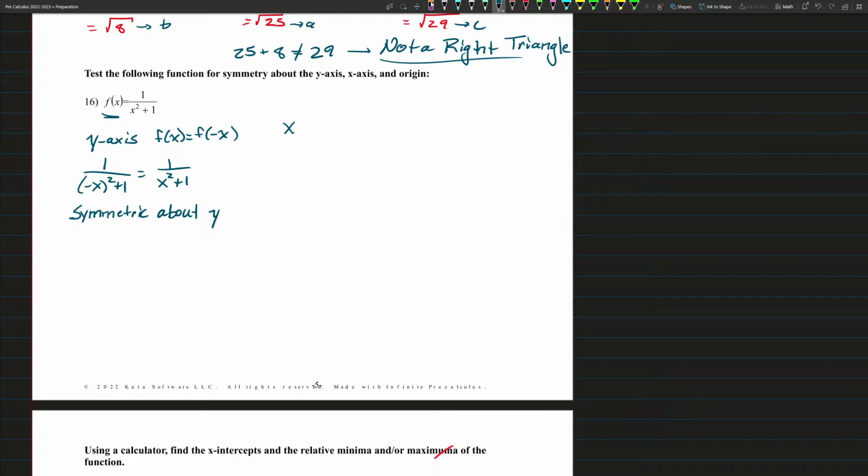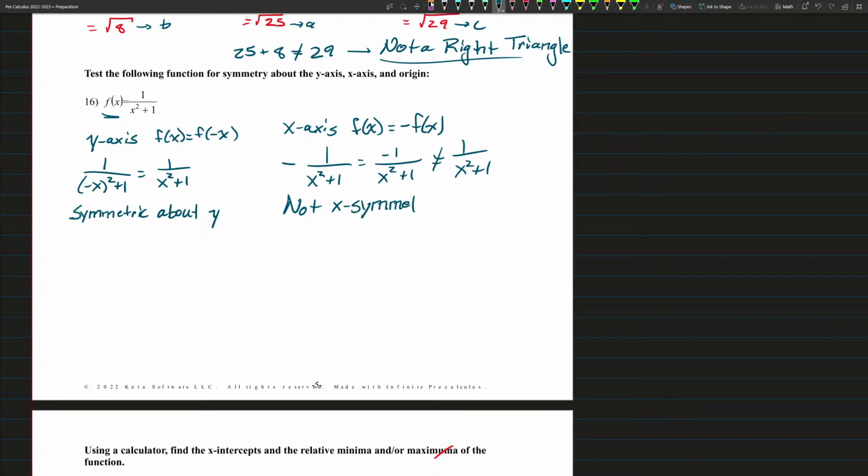X-axis, we are testing if f of x is equal to negative f of x. So if we do that, we just throw a negative out front, which is equal to negative 1 over x squared plus 1, which is not equal to the original. So this is not x symmetric. And because it's not x symmetric, but it is y symmetric, this is not origin symmetric.